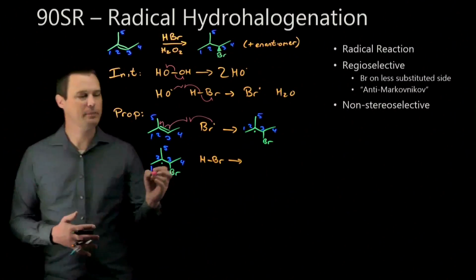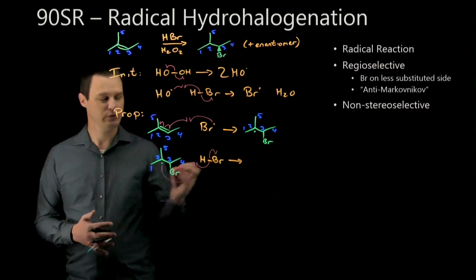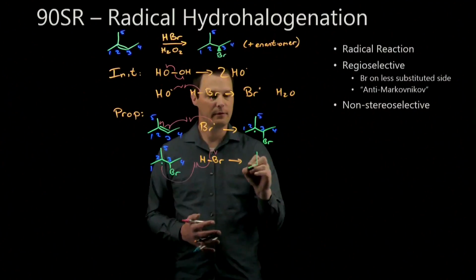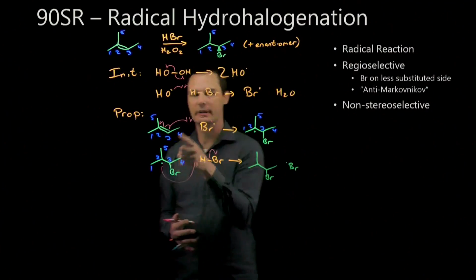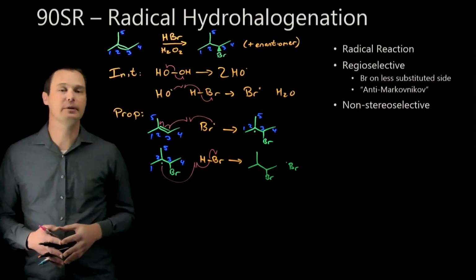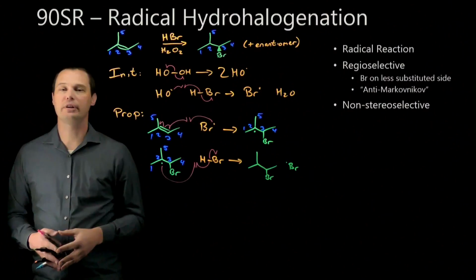In the final propagation step, carbon dot forms a carbon-hydrogen bond with HBr. That bond breaks, the remaining electron goes onto bromine to form Br dot and form our major product, along with more Br dot. This completes the chain reaction of the radical sequence. There are termination steps. I'm not going to draw them here, but this is the radical hydrohalogenation mechanism.